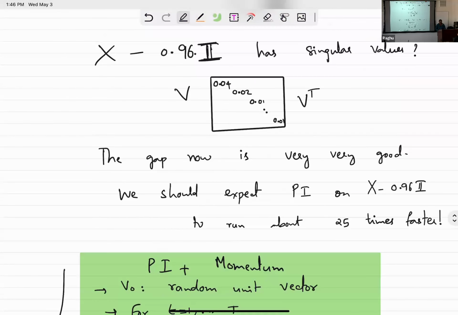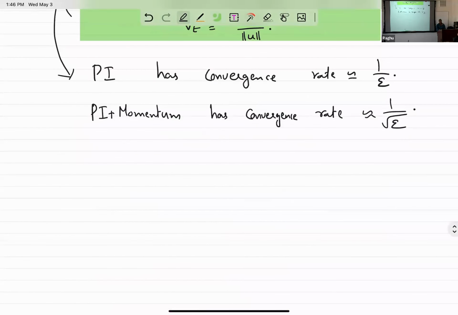And then next lecture, we'll start a new topic, differential privacy. And we'll also see how it connects to many of the other things.